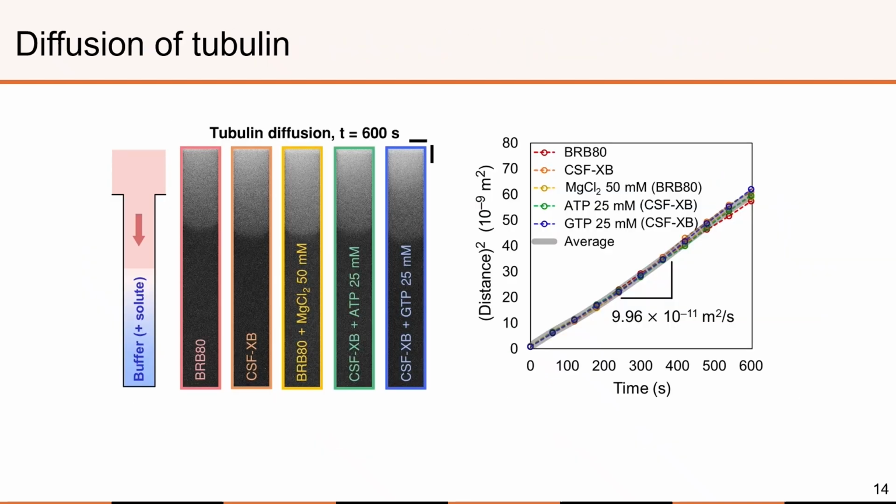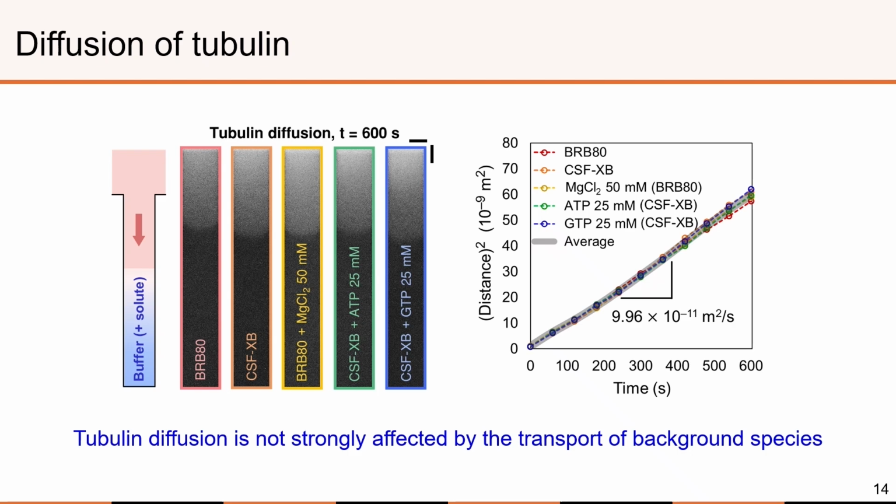We examined the diffusion behavior of soluble tubulin separately using 5 different background solutions without any microtubules present. We observed that tubulin diffusion is largely unaffected by the background species, and the measured diffusivity of soluble tubulin is approximately 10^-10 meters squared per second, consistent with the known size of the alpha-beta tubulin dimer.